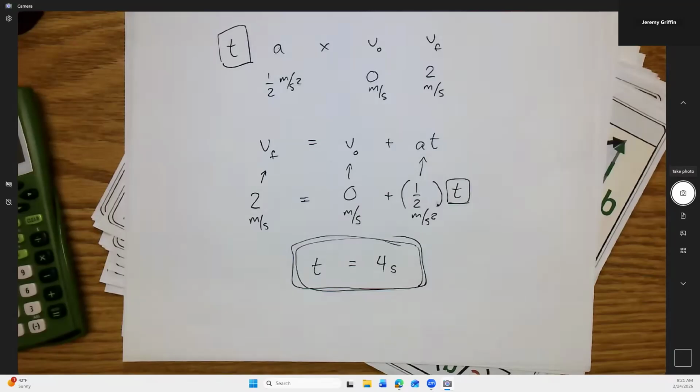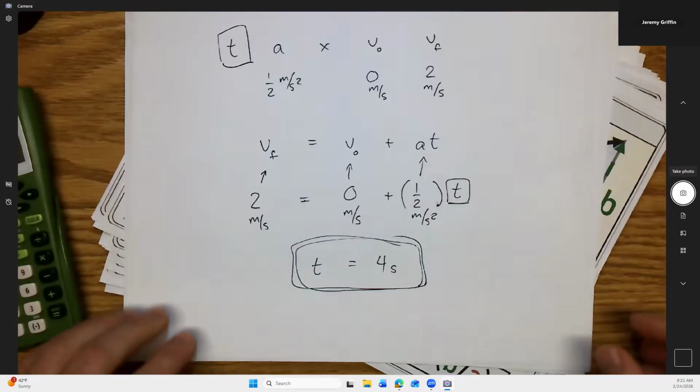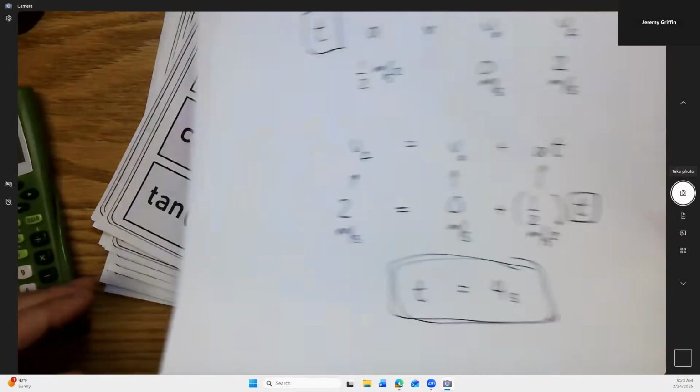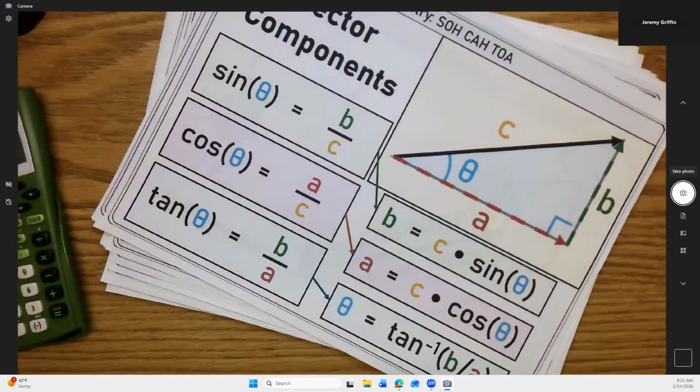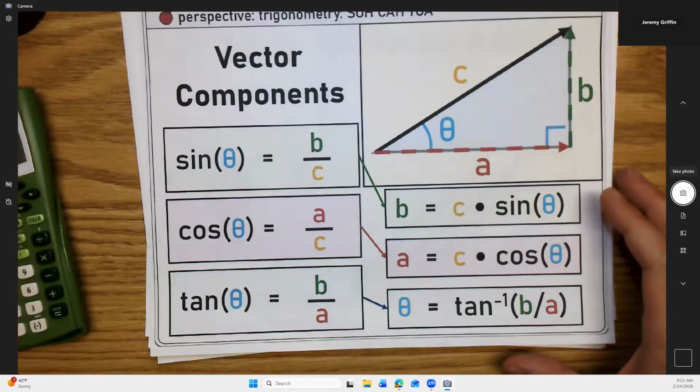Everybody got that in their notes? Got it in your notes. Okay, so here's a poster version, a rundown of what we did.